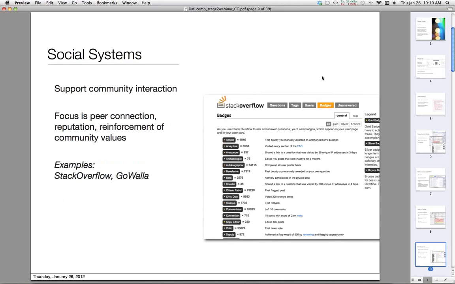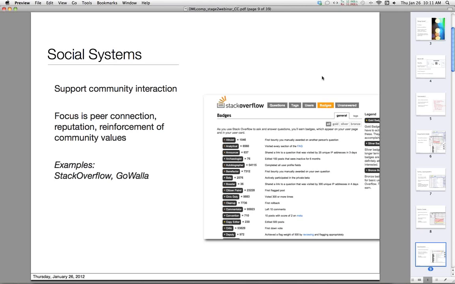Social systems are the third aspect of badge systems that we'll talk about today. What those do is they kind of pick up on all of the soft skills that exist out there. So they help to support community interaction, they help to reinforce mentorships and personal relationships. They really focus on recognizing that there's peer interaction, and they help to support concepts of reputation, and they also help to really reinforce community values.